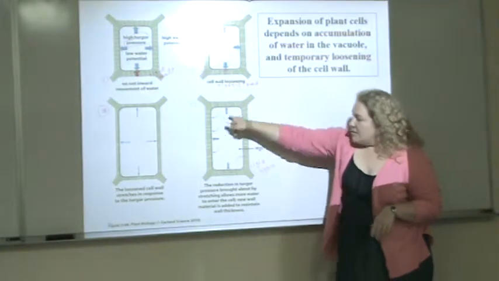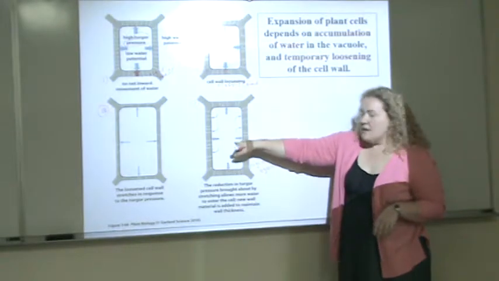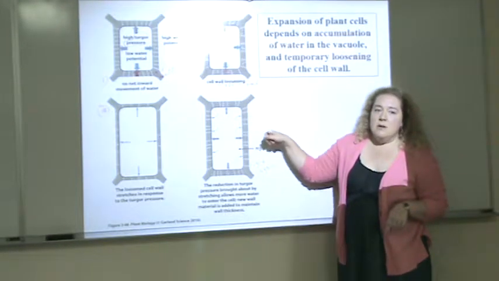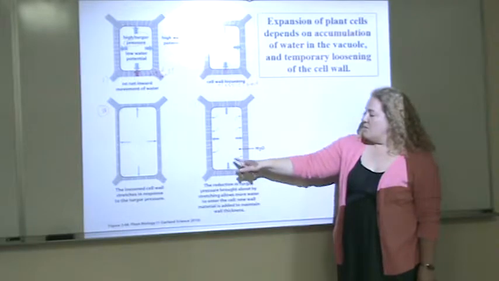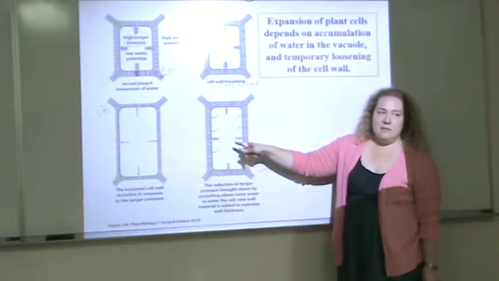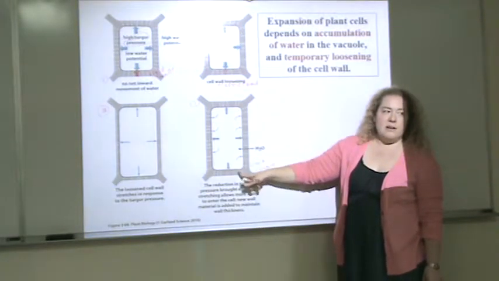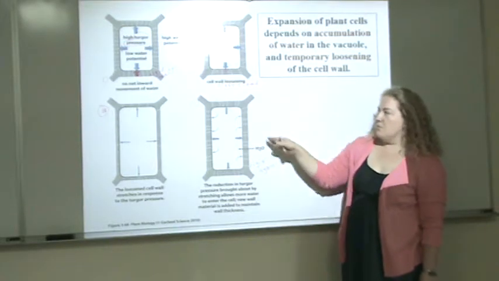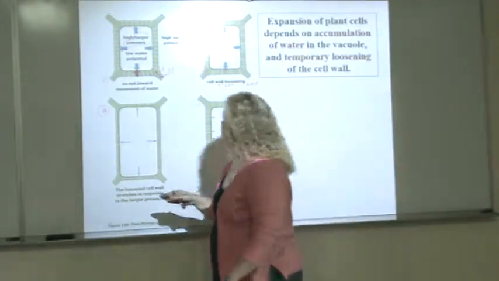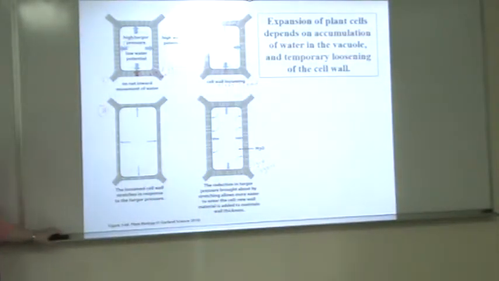So at this point, the cell has expanded because water has come in. Water has come in because the wall is not holding it back. The wall resolidifies. And this is a better pictorial review of what we talked about last time. Just got pictures with it.